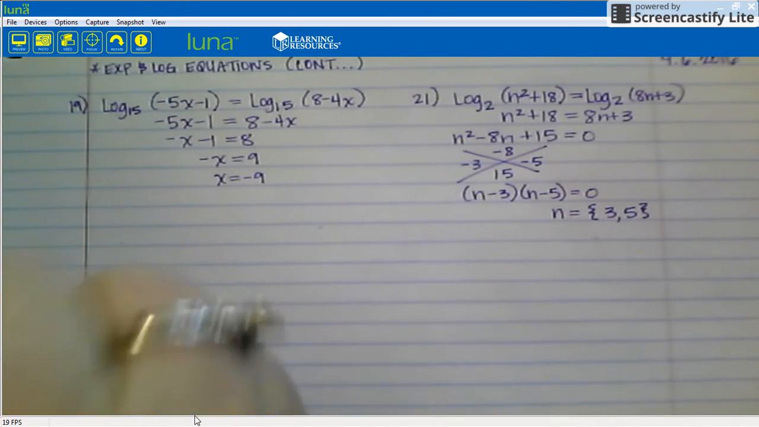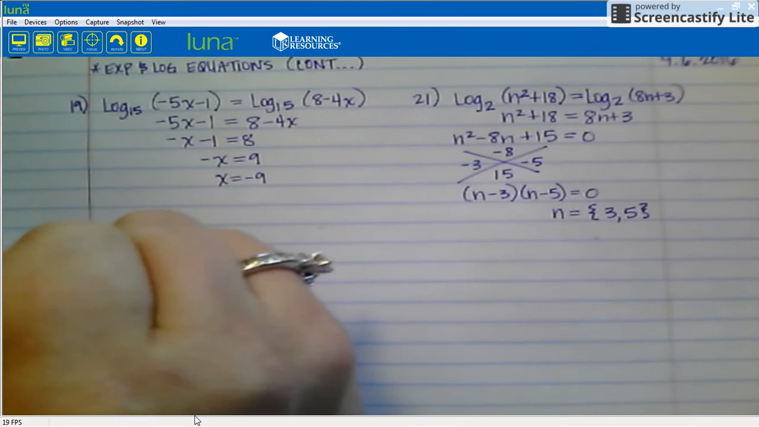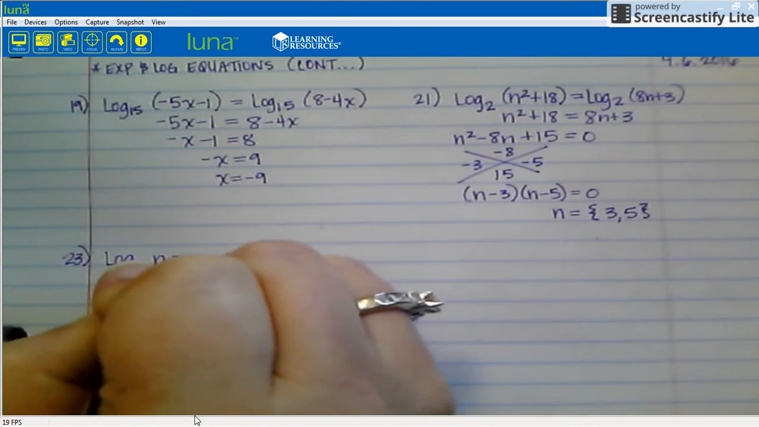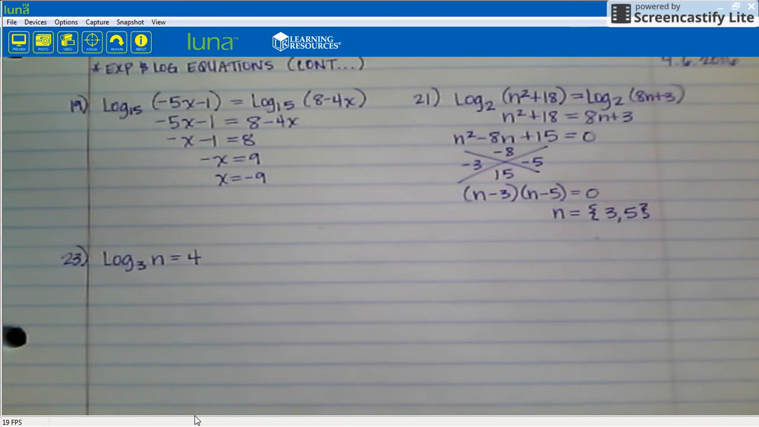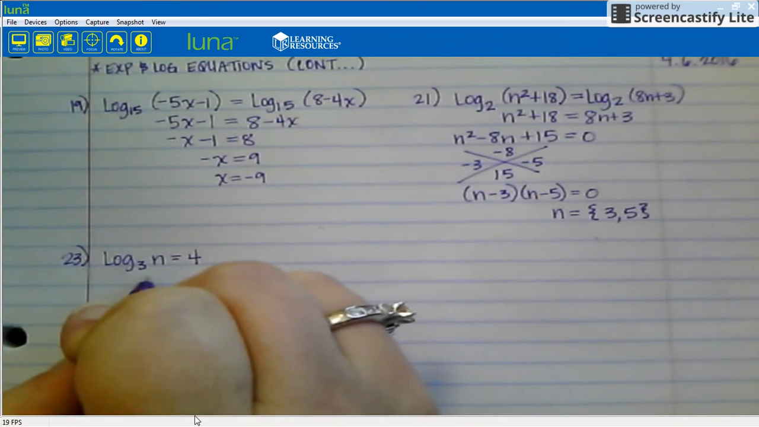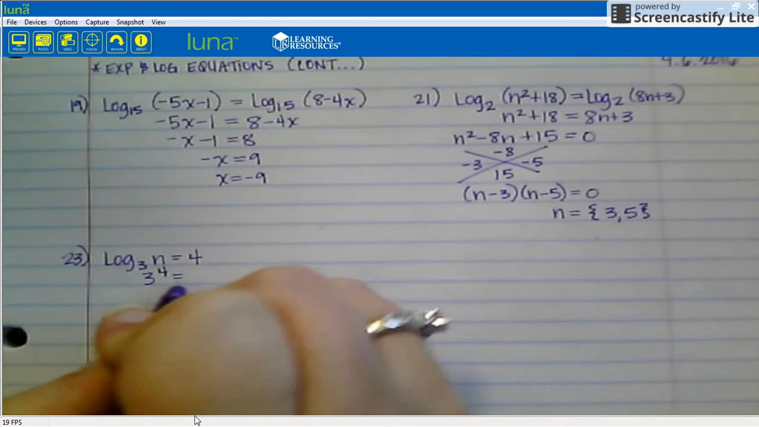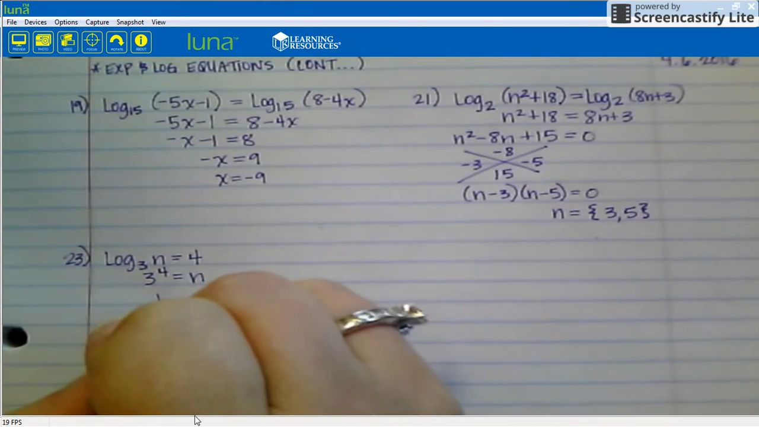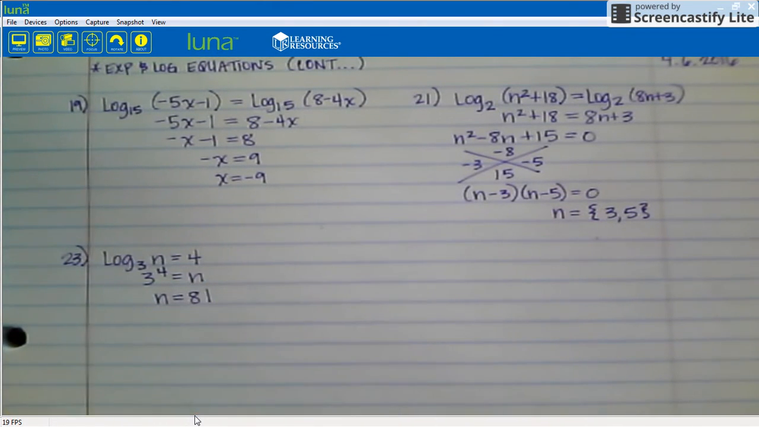So in number 23, we have log base 3 of n equals 4. Now from here, what you're going to have to do is you're going to have to exponentiate. So what that means is you're just going to rewrite this as an exponential and evaluate it. So this means 3 to the 4th power is equal to n. So at this point, you're literally just going to evaluate 3 to the 4th power. So n is equal to 81.